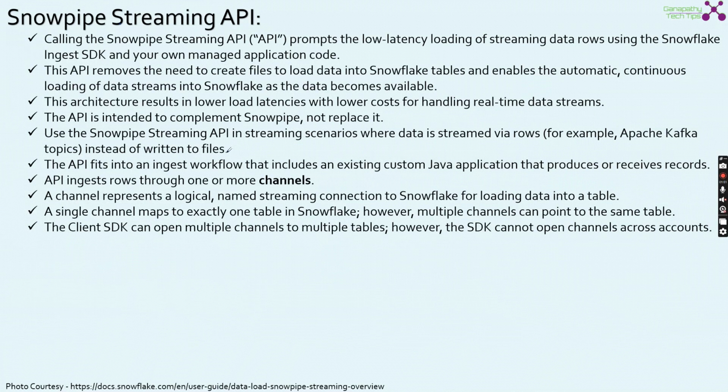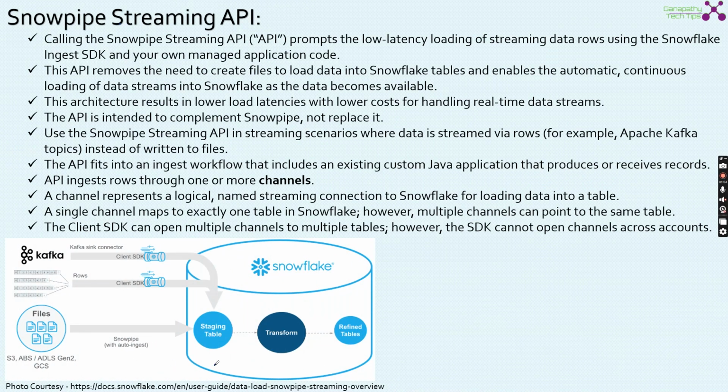For better understanding, I just put together this picture. Let us try to understand this picture here. Say you are using Snowpipe with auto ingest, obviously the files will be staged in one of the Snowflake stages, say an external stage or internal stage. Then from there you will be pushing the data into the staging table. But here, with the use of this client SDK or the Snowpipe Streaming API, you can directly push the data from any of the streaming systems like Kafka into Snowflake.